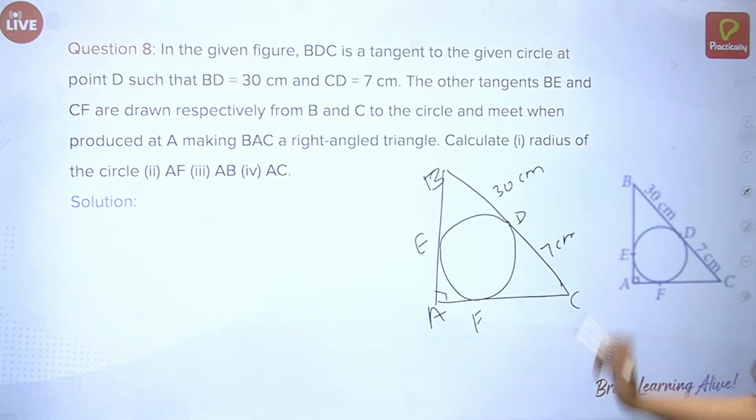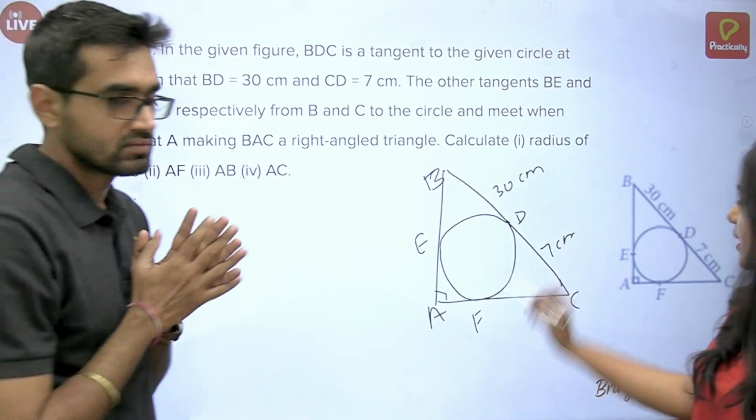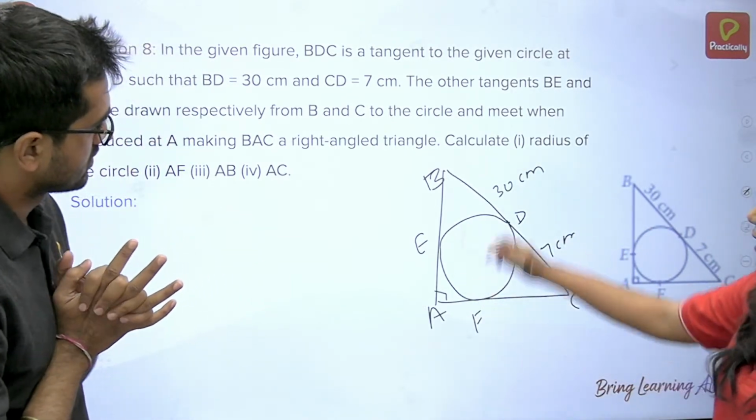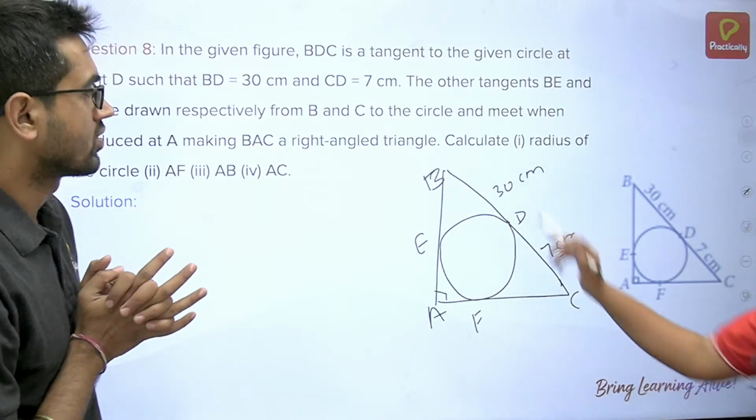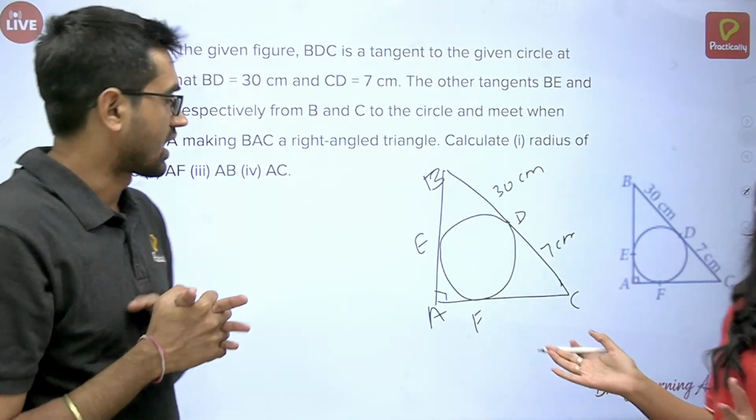Calculate the radius of the circle. We have to calculate the radius, then we have to calculate the lengths of AF, AB, and AC. I guess if we get the radius, we'll get everything.